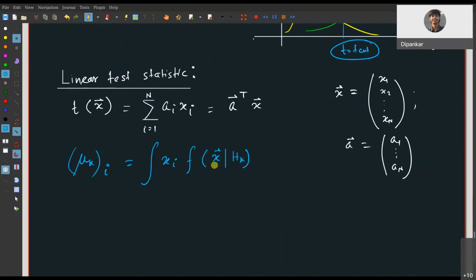So if this is your f(x | H_k), and this is dx1 up to dxn. Again, remember, k equals either 0 or 1, so these are the two hypotheses. Let me not use k here. Let me use alpha, so that you do not confuse them: the Roman alphabet denotes my data, and the Greek alphabet denotes my hypothesis. So alpha equals 0 or 1. I have two hypotheses here. And similarly, the covariance matrix is V_alpha.